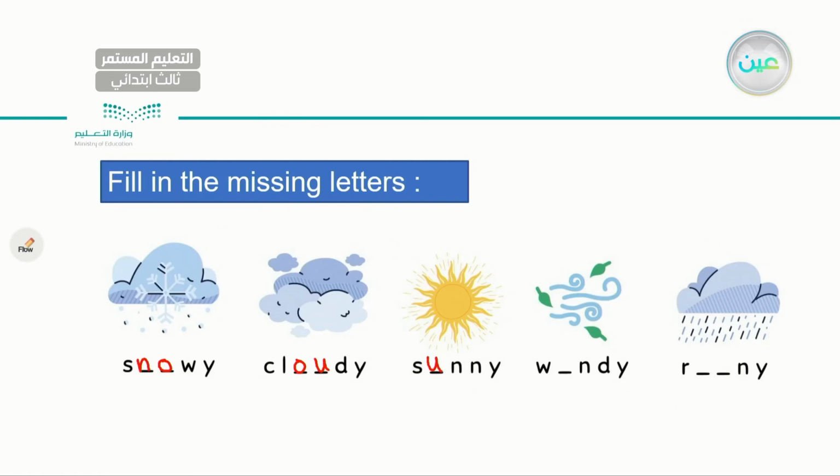Next, the weather is windy. It misses an I. Very good. And the last one, it is rainy. That misses an A and an I. Very good, my dear students. So now let's read our answers. Snowy, cloudy, sunny, windy, and rainy. Very good, my dear student.